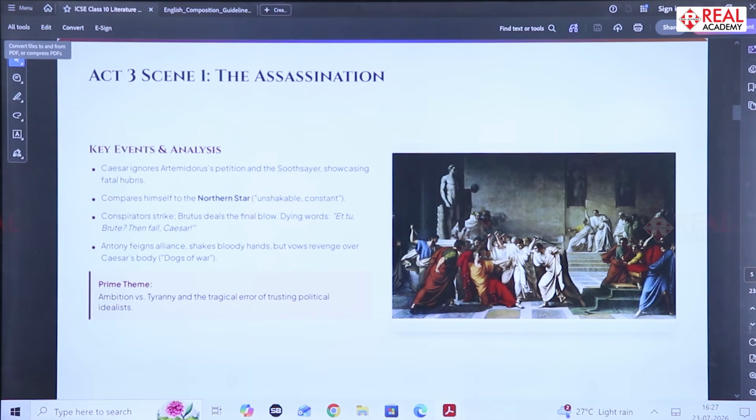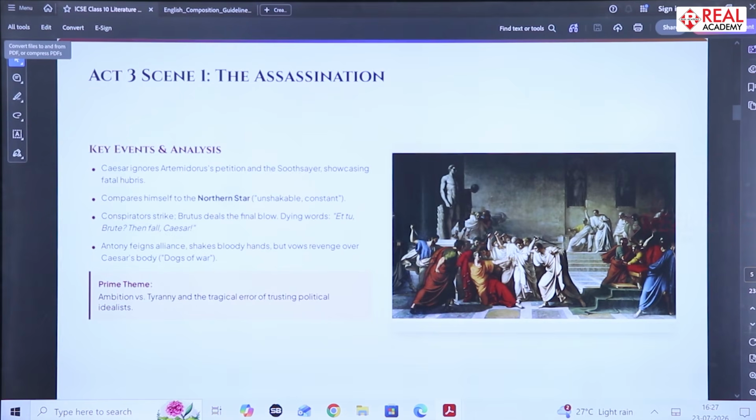Now, Act 3, Scene 1. You can see in the picture how the conspirators have assassinated Caesar. You can see the senators in a state of confusion and chaos, and Julius Caesar was surrounded by all the conspirators who showed no mercy in killing him. And at the back you can see the statue of Pompey. Okay, the picture is clear, I guess.